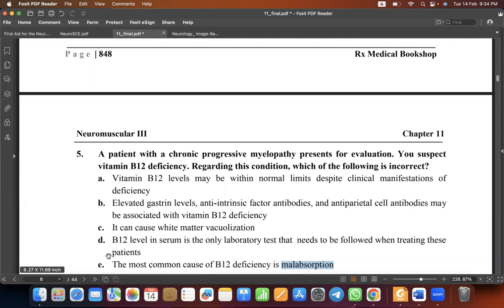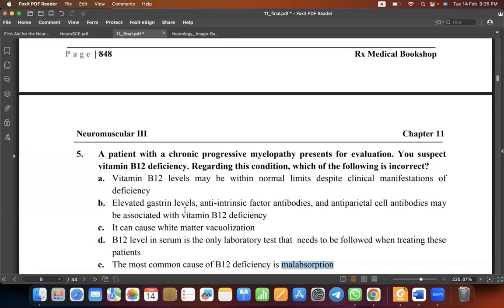Serum vitamin B12 is not the only diagnostic test, of course. It can cause white matter demyelination. Elevated gastrin levels, anti-intrinsic factor antibody, and anti-parietal cell antibody are associated with B12 deficiency, particularly with pernicious anemia. Whenever you get a patient with pernicious anemia, there could be anti-parietal cell antibody and anti-intrinsic factor antibody. There should not be any hydrochloric acid or intrinsic factor of Castle, and whenever we don't get intrinsic factor, there will not be any B12 absorption as well.